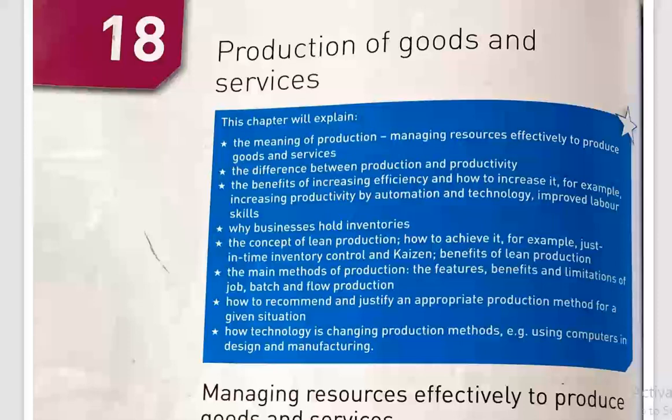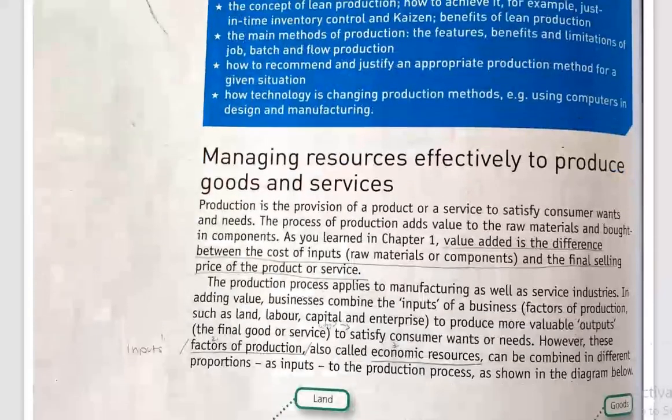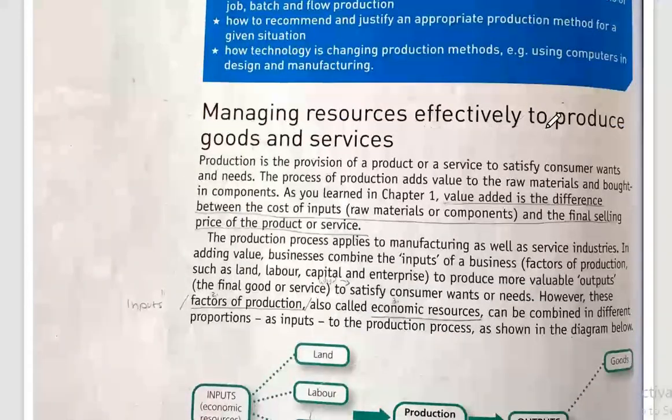Hello, in this lesson, I will start lesson 18, which is the first lesson in section 4, talking about the production of goods and services. In this lesson, we are going to talk about the production process, what the production methods are, and how we are going to produce goods and services for the final user, the final customer, starting with managing resources effectively to produce goods and services.